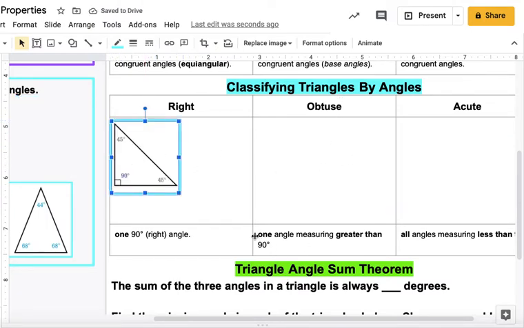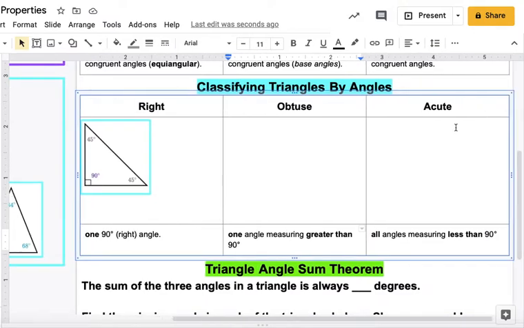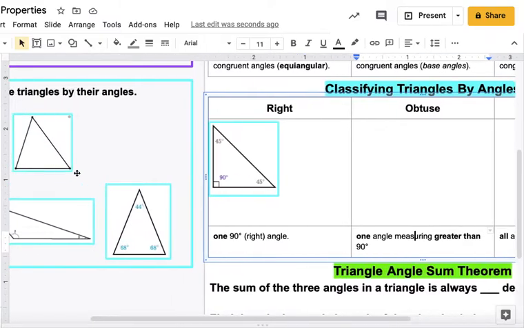Obtuse triangles have exactly one angle measuring greater than 90 degrees. One angle is more than a perfect corner. Acute triangles have all angles measuring less than 90. So every angle in the triangle is less than a perfect corner.